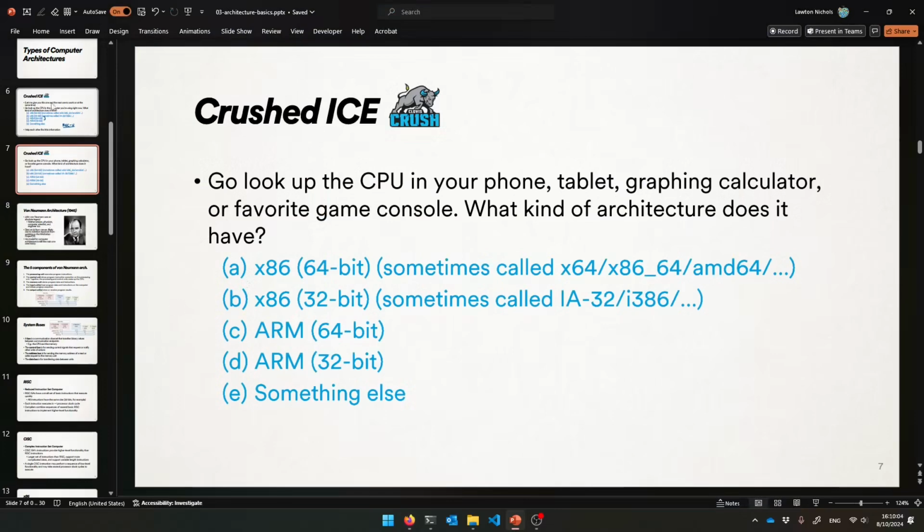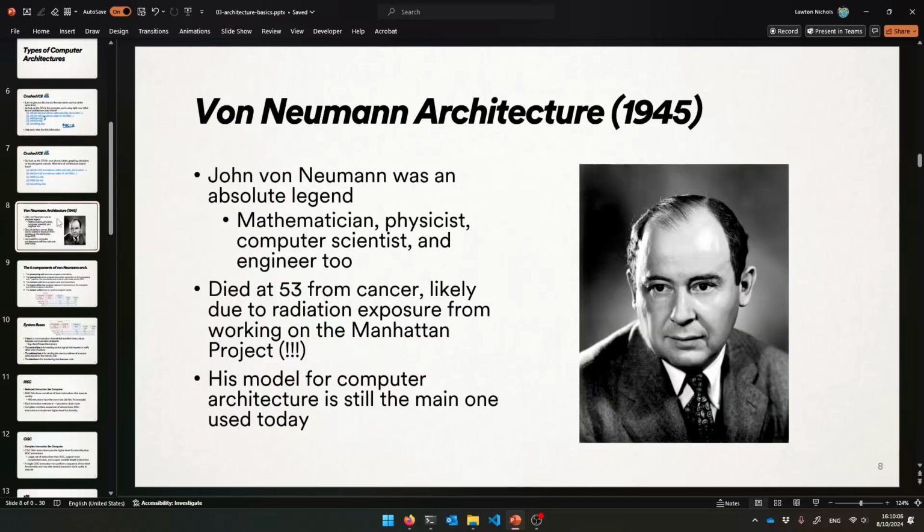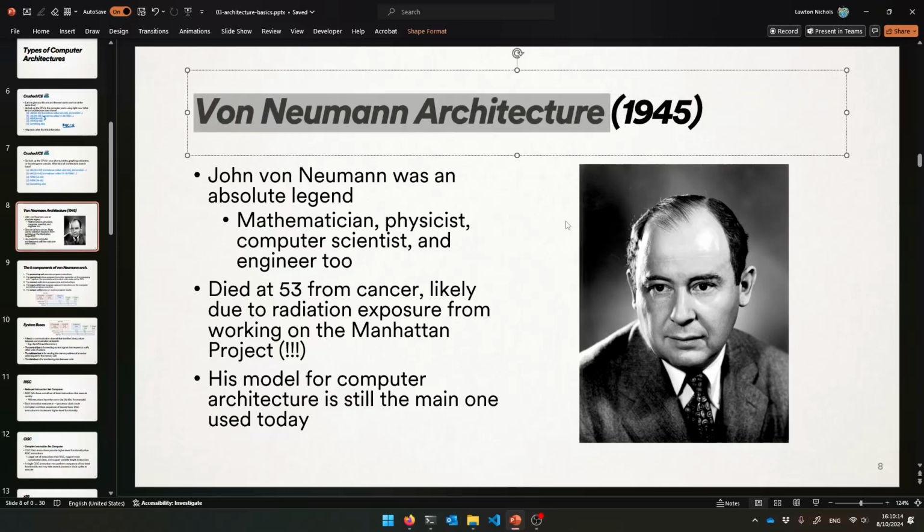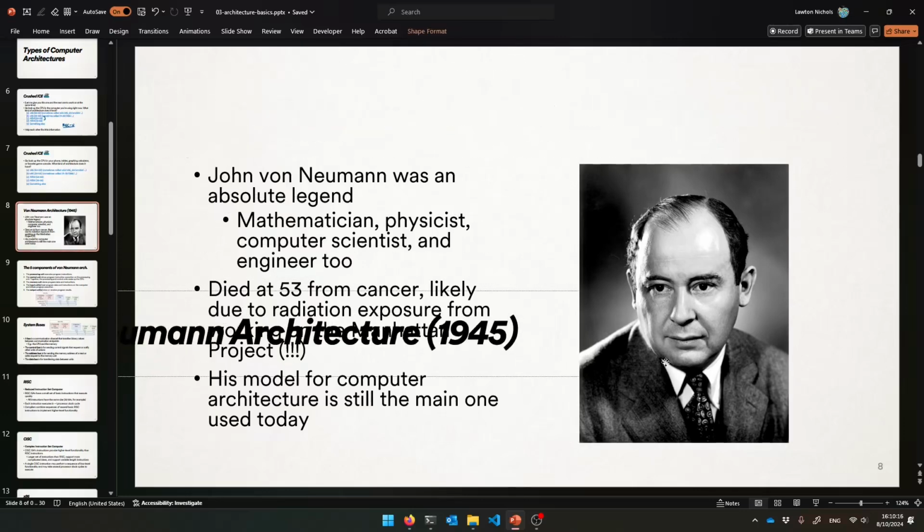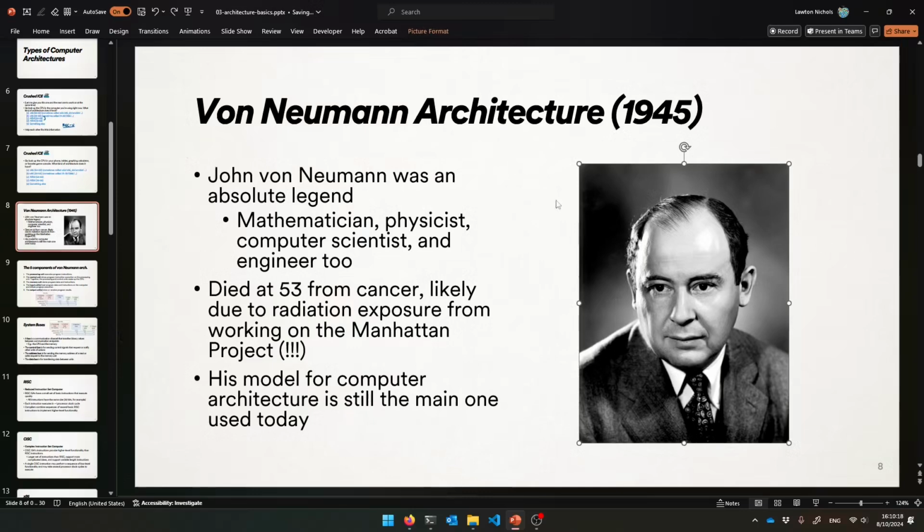But yeah, all these architectures, they're different, but at the same time they're the same. So let's talk about how they all link together. Let's talk about this topic called the von Neumann architecture. It's named after a dude. His last name was von Neumann. He was American though. It's just his last name, John von Neumann. He's insane. This dude did so many cool things.